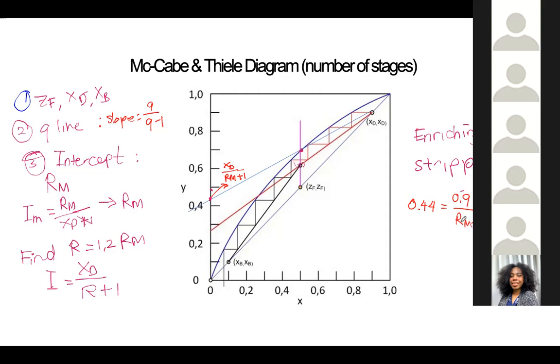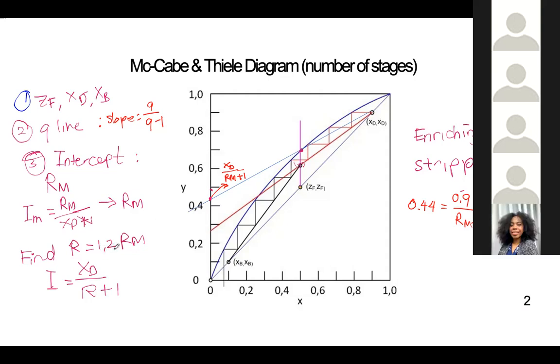Find the I. You want to find the I by finding your reflux. Yesterday we talked about the optimum reflux, which is sometimes between 1.25 and 1.5. For example, here the reflux is 1.2. Once you have the RM, you multiply it by 1.2 to get the R, and once you have the R, you can find your intercept.